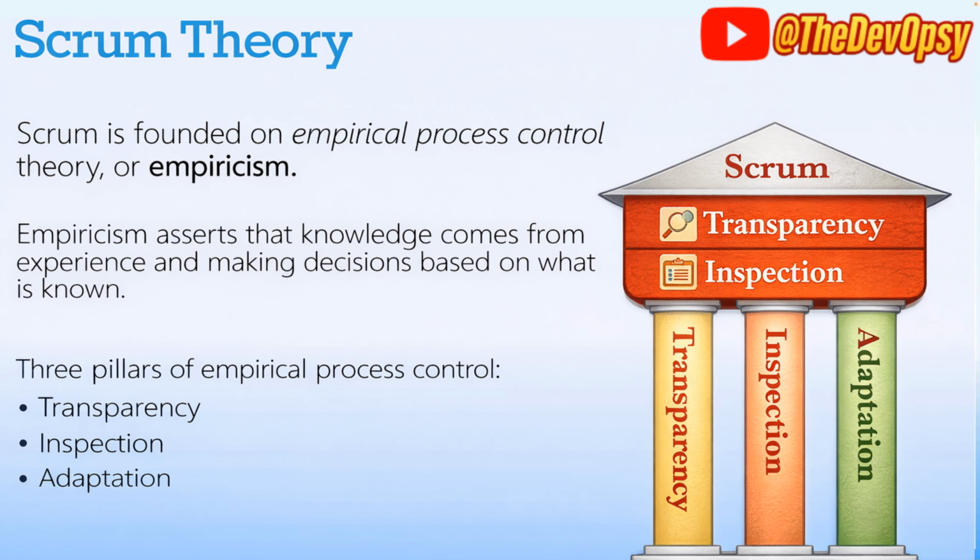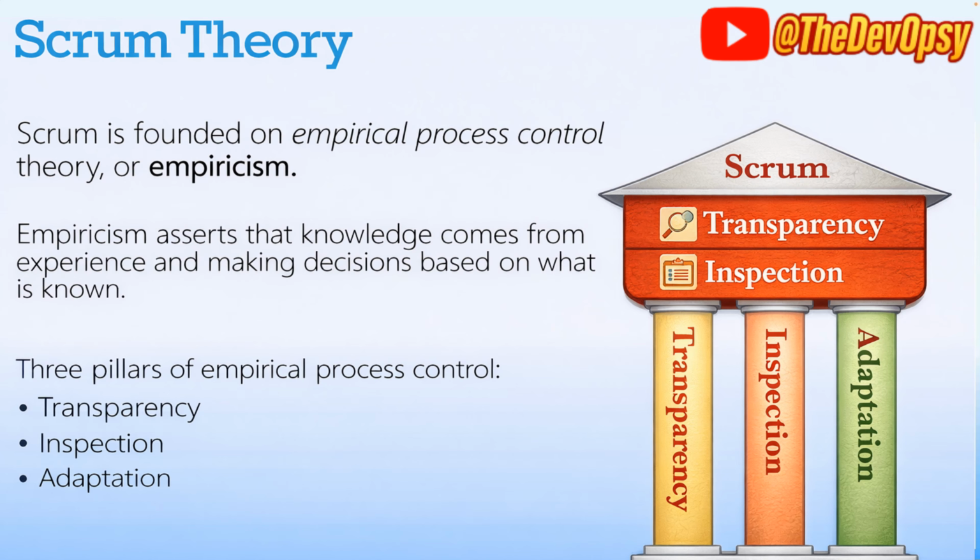Then adaptation. Adaptation is when an inspector determines that one or more aspects of the process deviate outside the acceptable limits, and that the resulting product will be unacceptable, so the process or materials being used must be adjusted. When you make that adjustment, that is called adaptation. You learned from something, saw that this is not working or is not going to work, and you adapted to that problem, or maybe you found a solution and tried to adopt it. Scrum describes four formal events for inspection and adaptation, such as sprint planning.